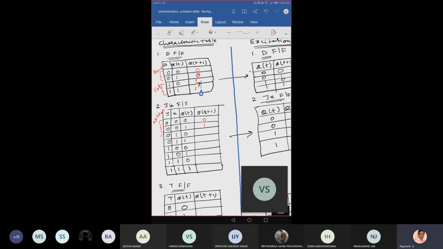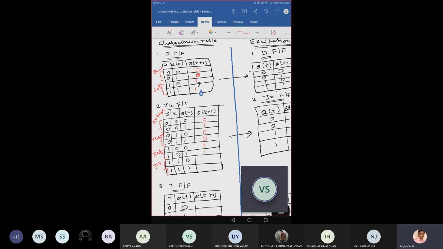Next, for the 0, 1 combination, which operation will the JK flip flop perform? We discussed, it will perform the reset operation. So reset means what is the Q of T plus 1 value? 1 or 0? That's 0. Am I correct? For 1, 0, which operation will it perform? It will perform the set operation. So set operation means Q of T plus 1 equal to 1. And for 1, 1, which operation will it perform?